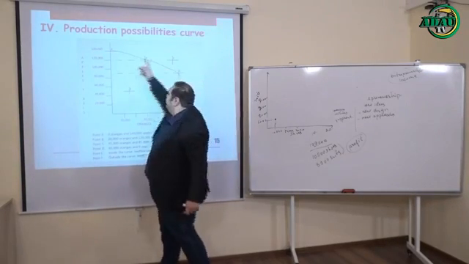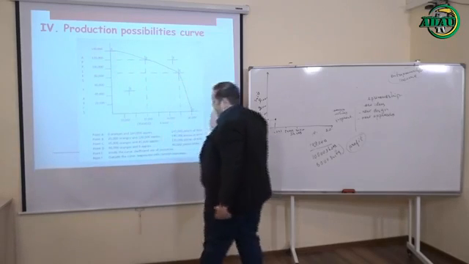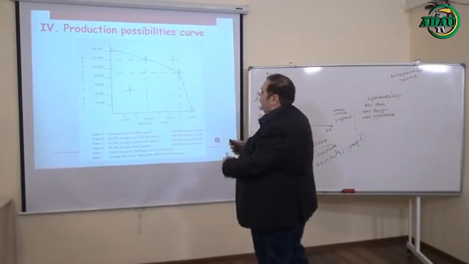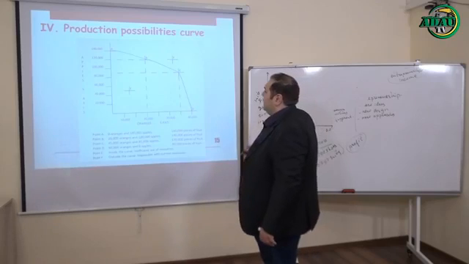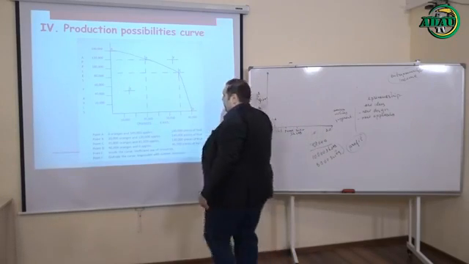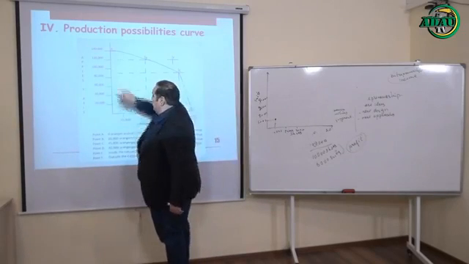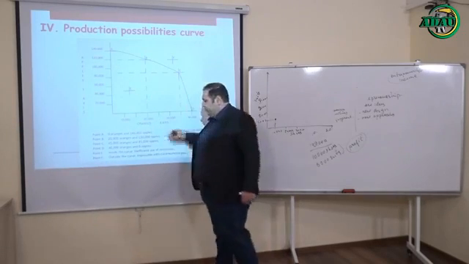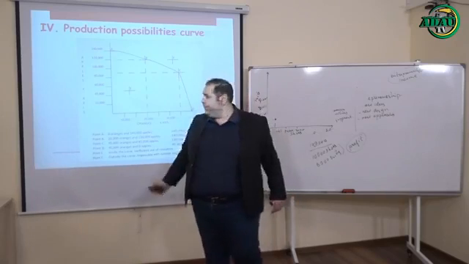And this line is called the production possibility frontier, and it gives us clarity about the possible products produced by a given amount of money.